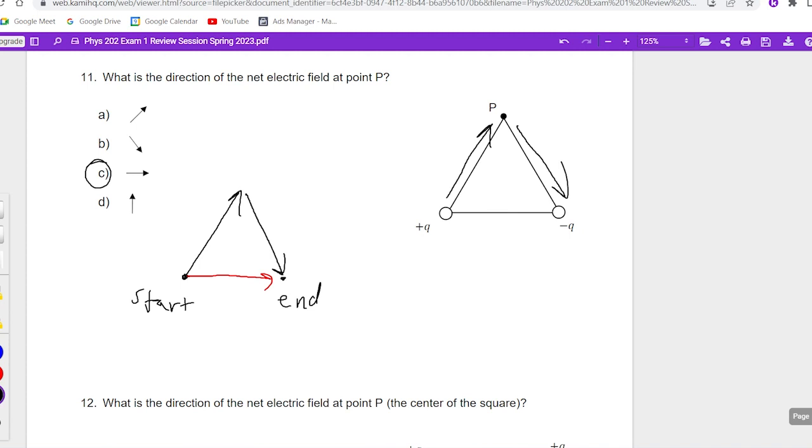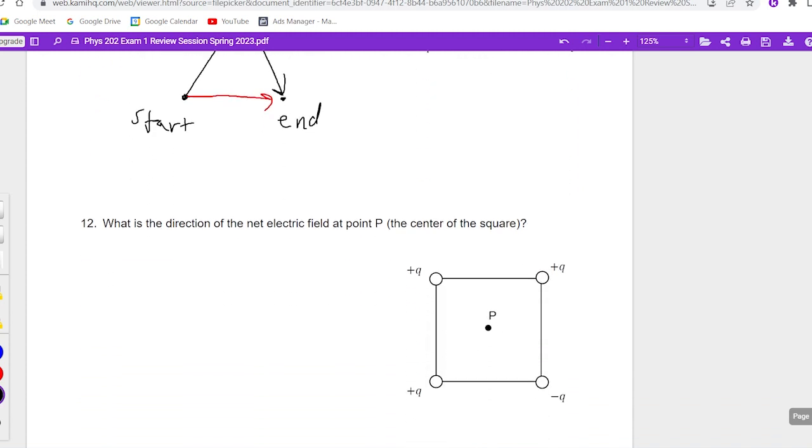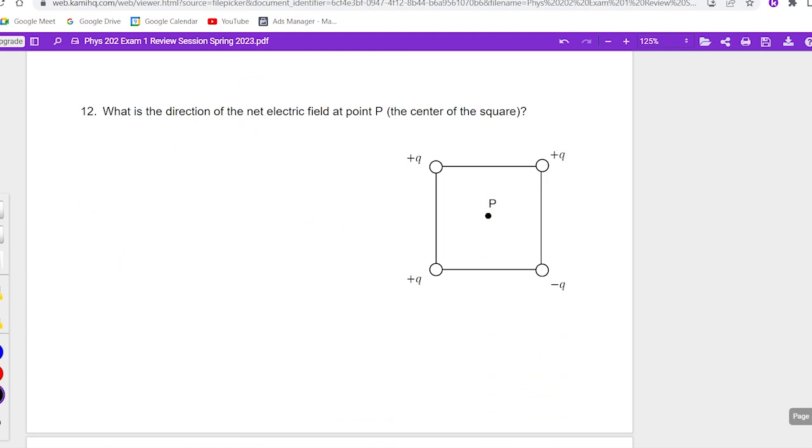Any questions on that one? Okay, great. Number 12 is very similar. What is the direction of the net electric field at point P, the center of the square? Once again, I'm going to give you a minute to try this one on your own. It's very similar to the one we just did. You're going to have to consider the 4 charges and their electric fields and then add them together. So I'm going to give you 1 minute and I will reconvene then.